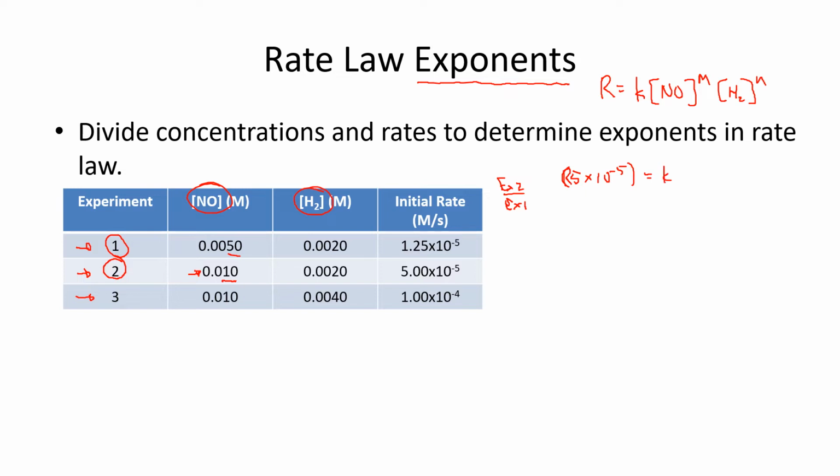And that equals a constant, the concentration of nitrogen monoxide, 0.01 mole per liter, to that exponent, and hydrogen is 0.002 moles per liter, and that's to another exponent. Then I'm going to divide that by experiment number 1. So experiment number 1 is 1.25 times 10 to the negative 5 equals that same constant. Concentration in this one is 0.005 moles per liter. Same exponent, 0.002 moles per liter to the same exponent.